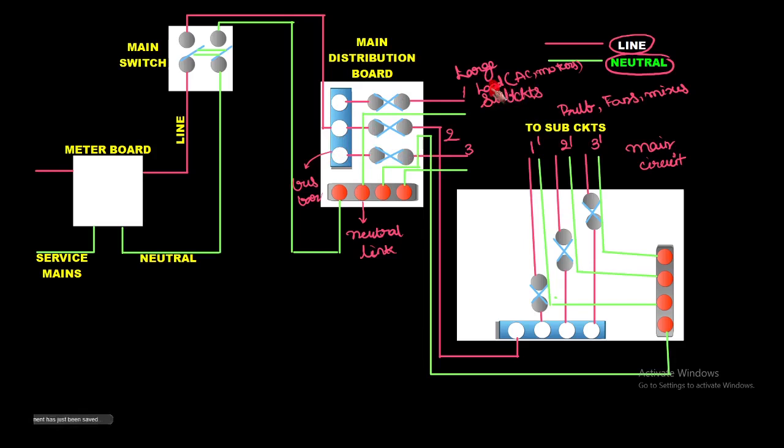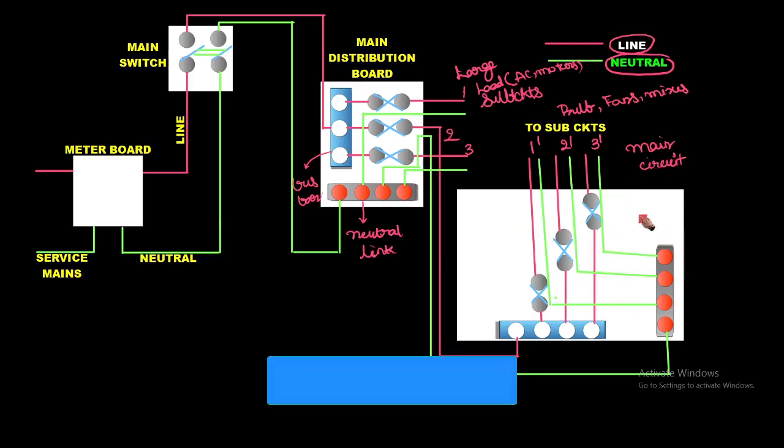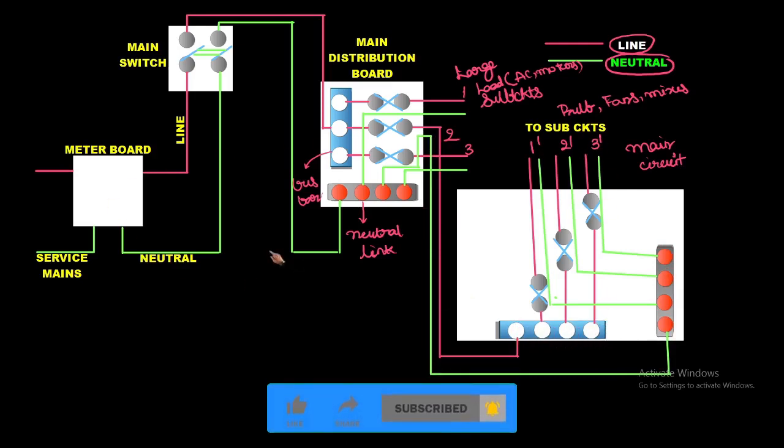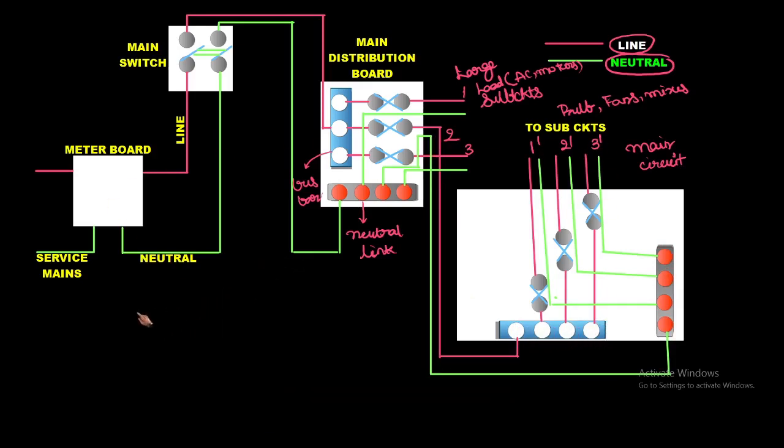Here large loads will be connected, and once again we take the sub board, which we can call the main circuit sub board. It will have the bus bar arrangement like this, and you are connecting the neutral bar. The neutral I indicated with red here, and the bus bar with blue color here. Like this the entire arrangement will be there, and if you observe, there are voltages between lines.